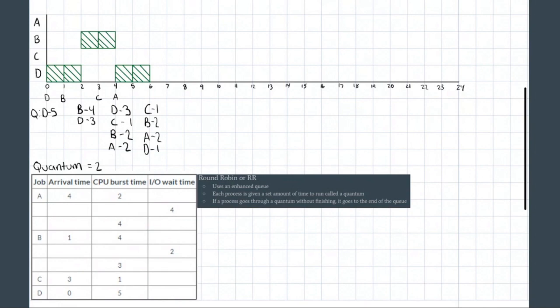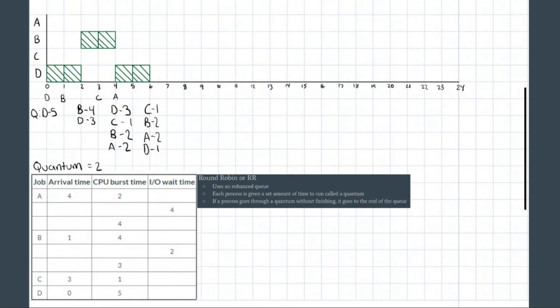I just wanted to ask a follow up. When you have D and the remaining time left is 3, and then you have C on the bottom, why did you put D as the first in queue for that one? Why is D at the beginning of the queue at time 4?